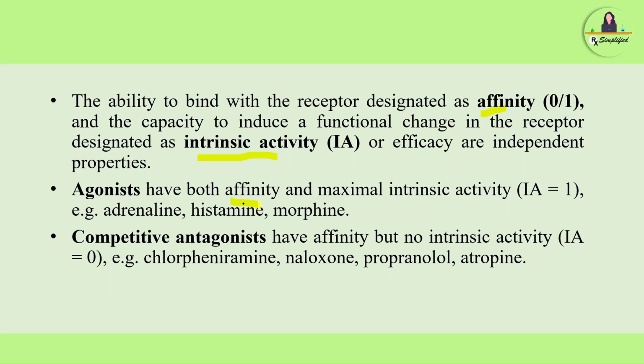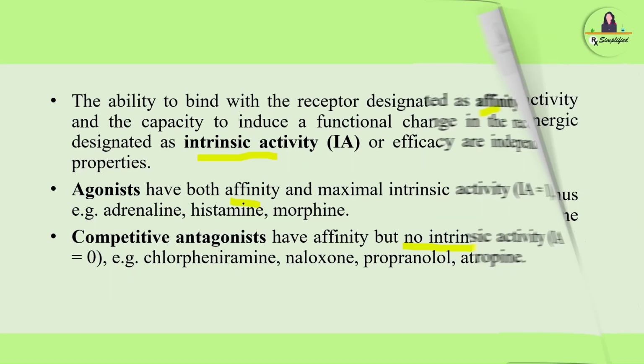Second is the competitive antagonist. What is a competitive antagonist? Competitive antagonists have affinity but no intrinsic activity. Examples: chlorpheniramine, naloxone, propranolol, atropine. It means they don't change the receptor, they only bind to the receptor. They block the binding site of the receptor. That's why agonists don't bind and don't show their effects.